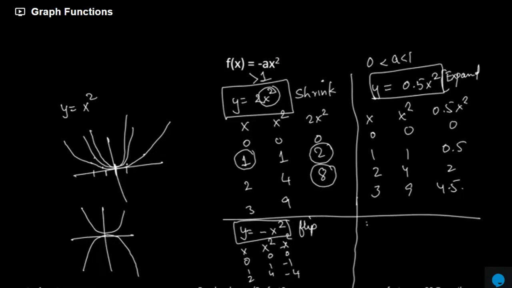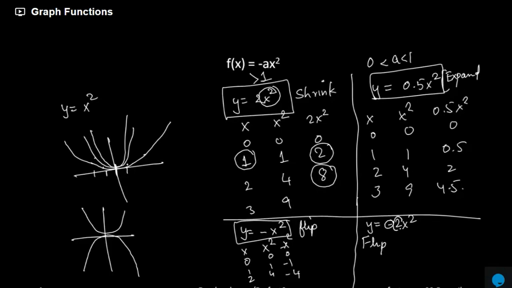Similarly, if I say y is equal to negative 2x squared, then it will flip due to the negative, and due to the 2, it will shrink. If I say y is equal to negative 0.5x squared, it is going to flip because of the negative sign, and it is going to expand. Right? I suppose you're understanding all this, guys. Pretty easy stuff, but you have to note all this down.